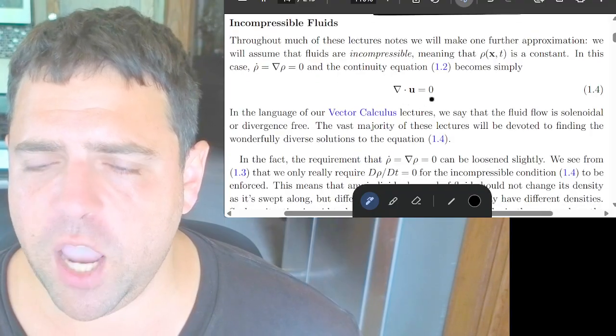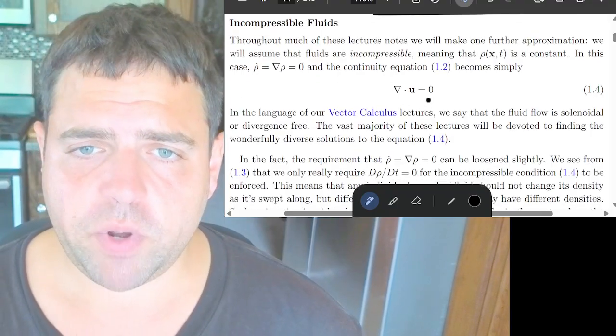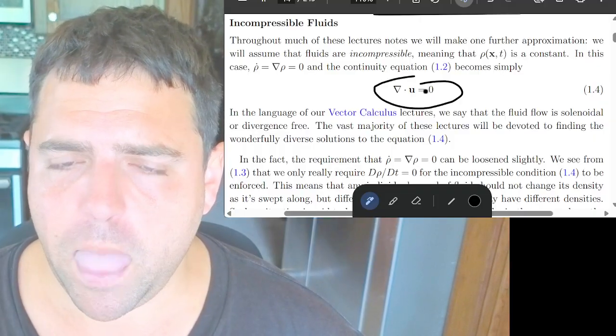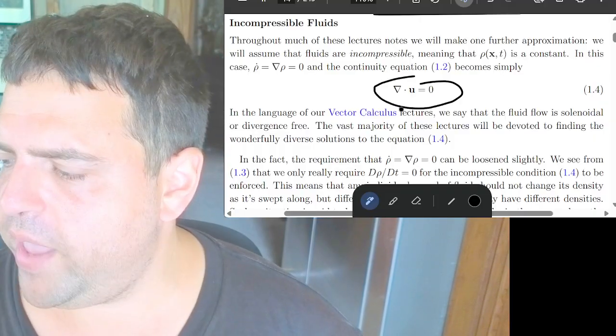Okay, good. Incompressible fluids. So this is what I talked about before. A fluid that can't really.